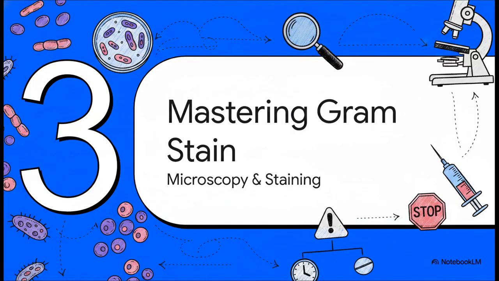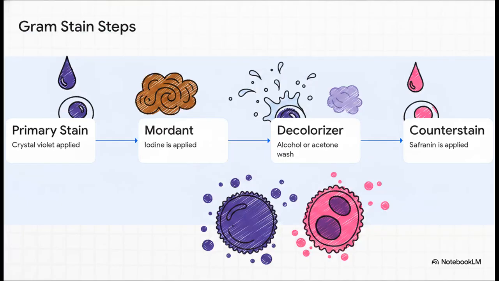Moving on to Section 3, Mastering the Gram Stain, Microscopy and Staining. I'm going to deliberately slow down our pacing right here, because this is absolutely crucial. The Gram stain is highly tested, and in the real clinical world, it's the critical first step for determining antibiotic sensitivity so a patient can get effective drug therapy before the full culture results even return. You have to know these steps in exact order.